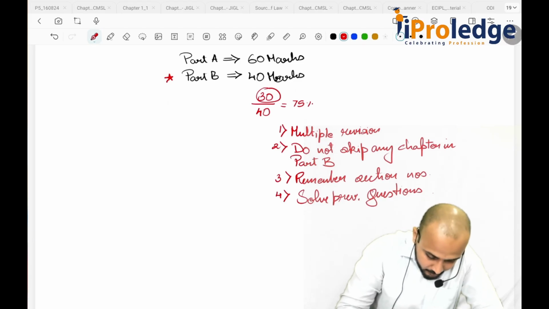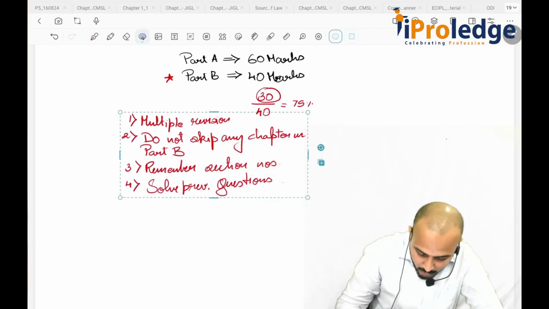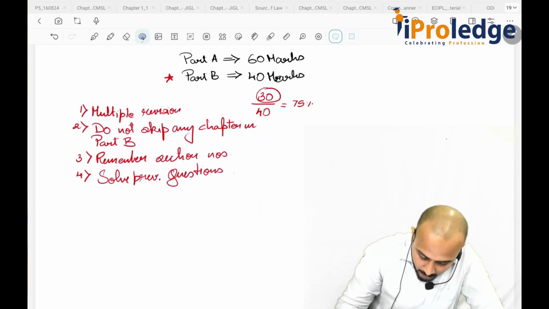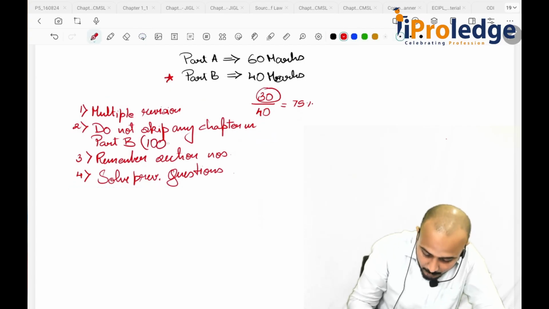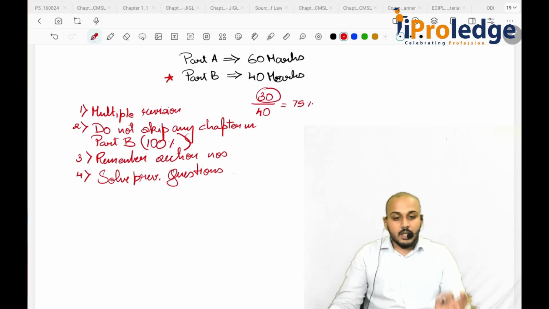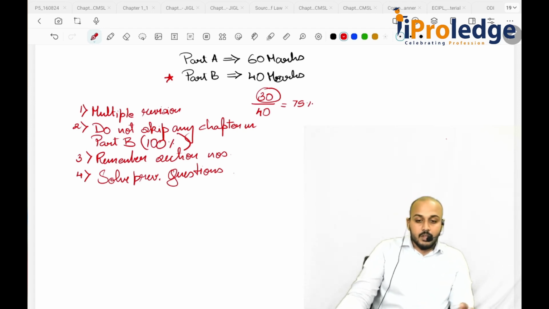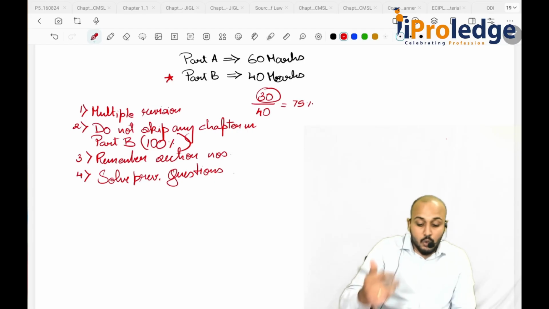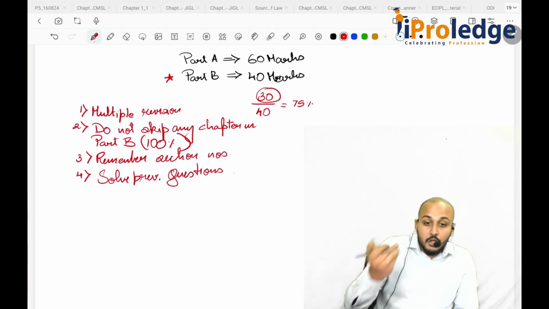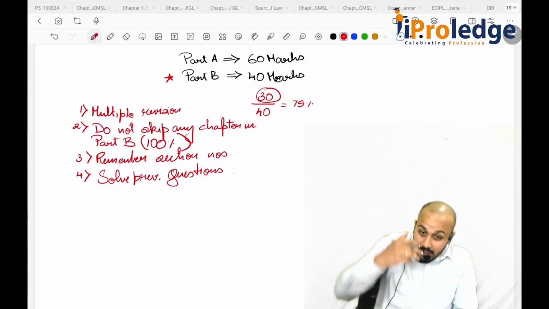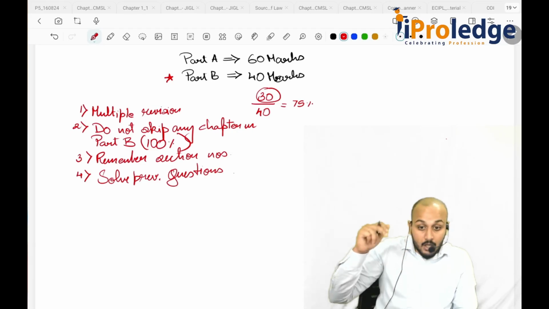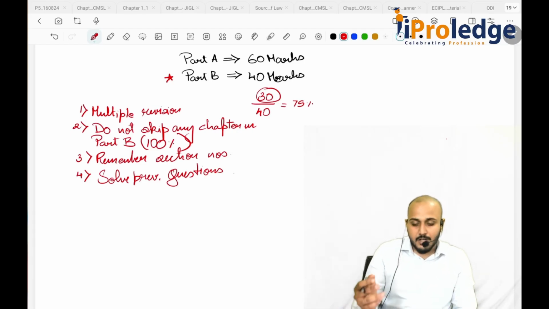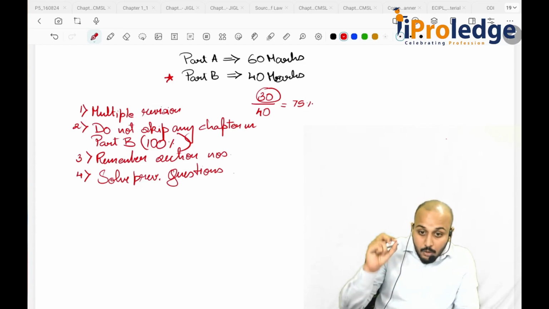Okay. Now see, we are now discussing part B. What are the steps that you need to take? One, multiple revision. Second, 100% coverage. Then remember the section numbers and solve previous year questions. Okay. This is needed even for part A. I'm not saying this is not needed for part A, but as you are going to focus more on part B, you will need to do this more number of times. You will need at least one additional revision when you compare it with your part A. Okay, remember more number of section numbers, and then make sure that no topic in part B goes untouched.